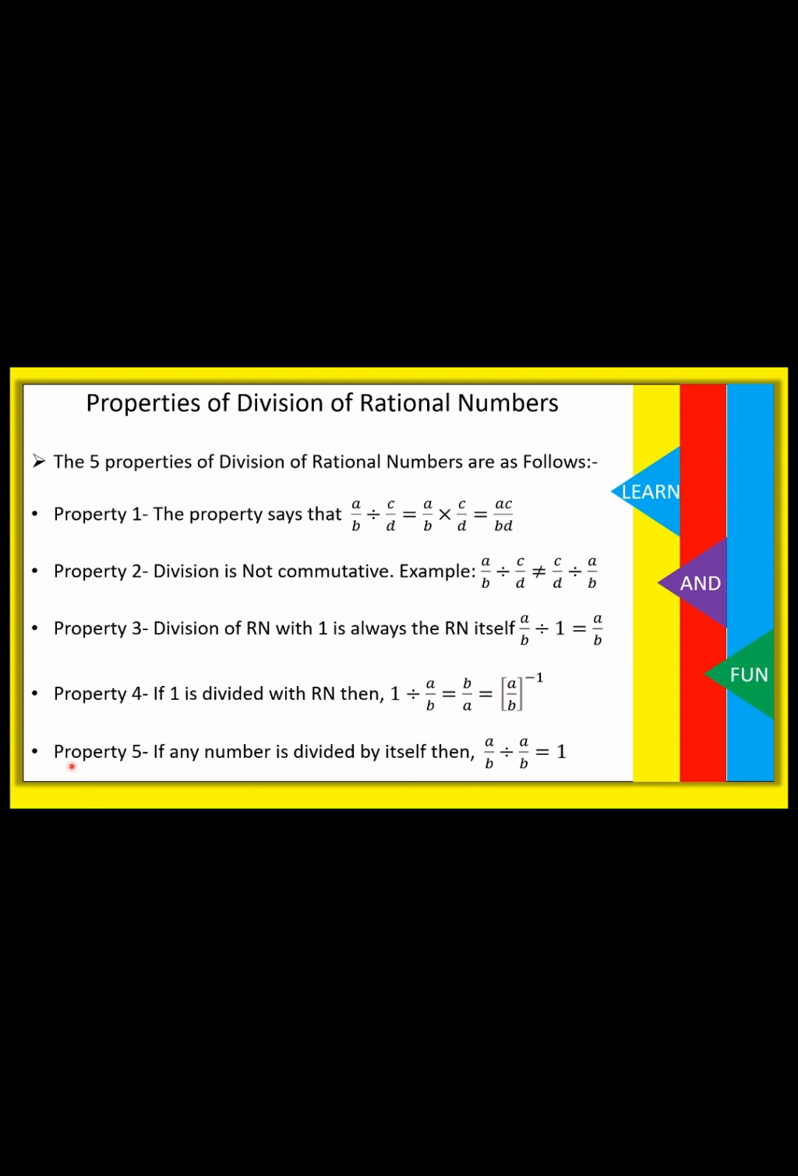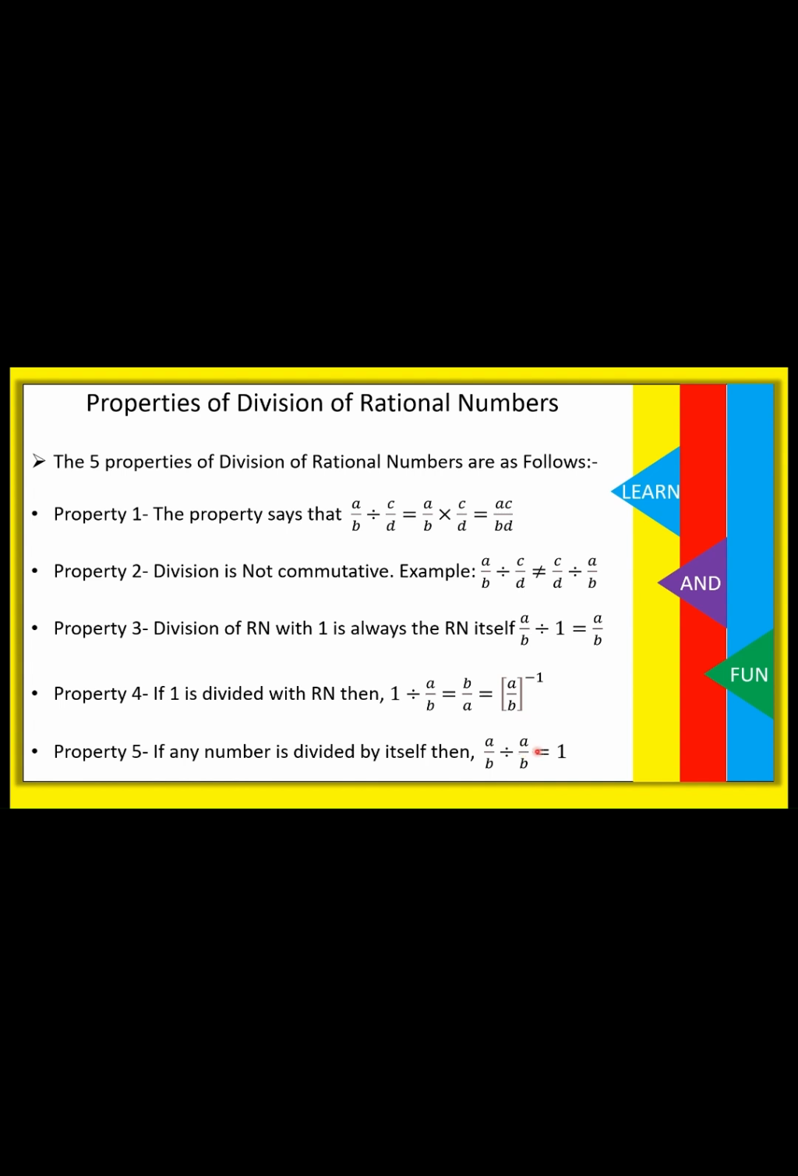Now coming to property 5. If any number is divided by itself, then a/b divided by a/b is equal to 1. Proving: a/b divided by a/b, as stated by property 1, is equal to a/b into b/a.